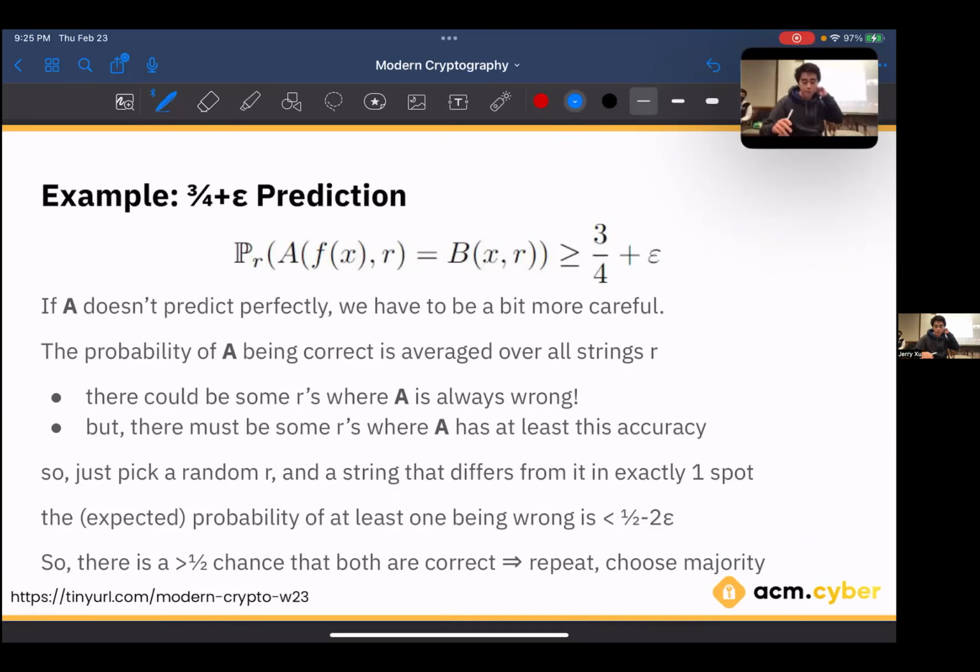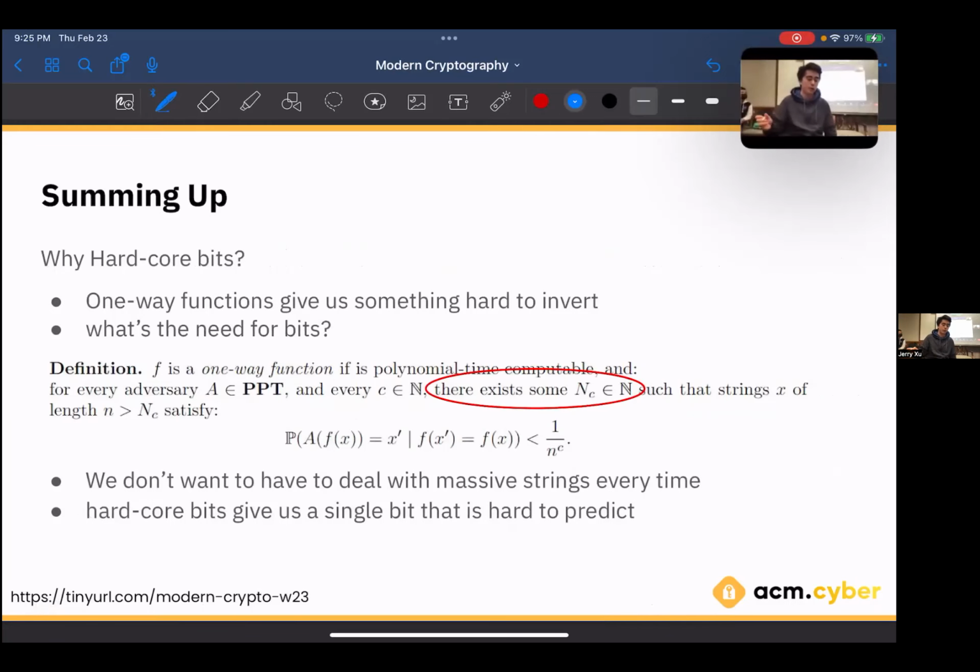This is something you can look at more. It's a hand-wavy version of this. Really, if you were to do it with this level of accuracy, there's a little bit more care that would have to go into the proof. And there's even more care needed when you want to do it with the actual value of 1/2 plus epsilon. But this is just here for reference if you're curious. So to sum it up, we already have one-way functions which give us something hard to invert. But the key is they're only hard to invert on massive inputs and massive outputs, right? So we want to use hardcore bits to give us the granularity we need to actually work with things.